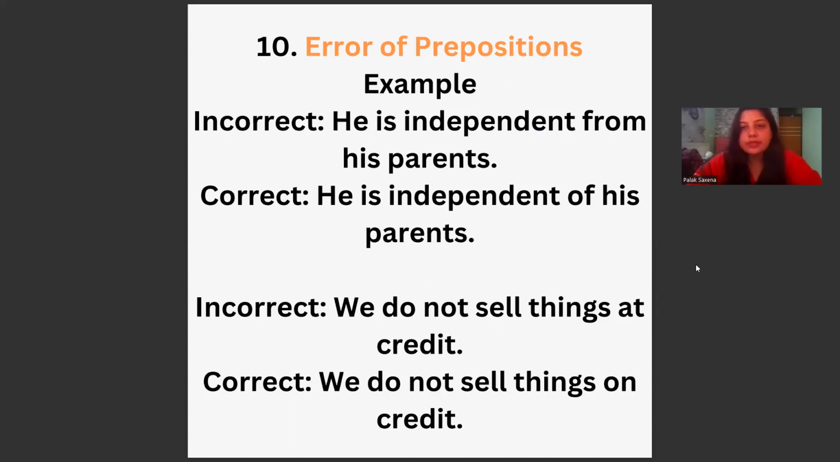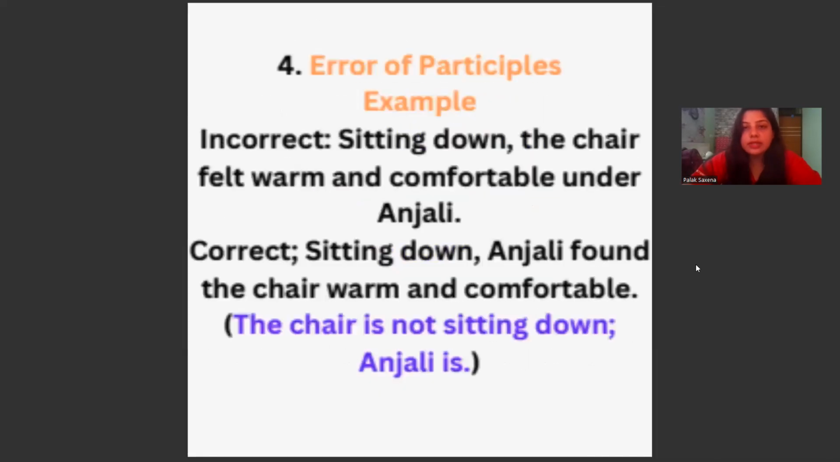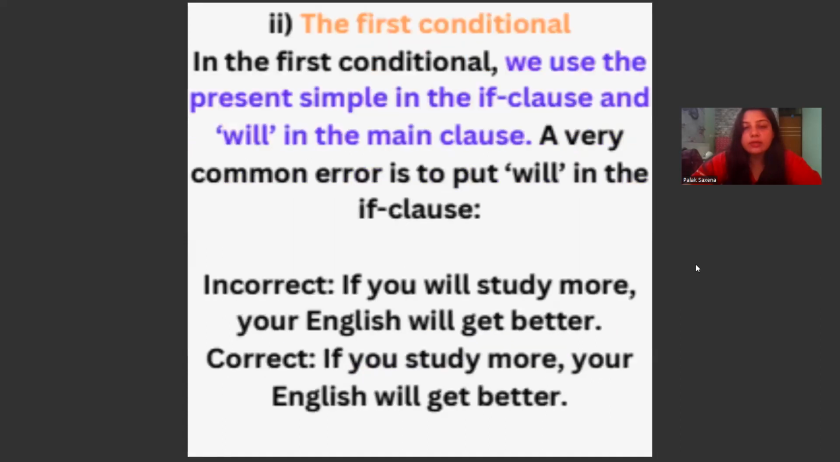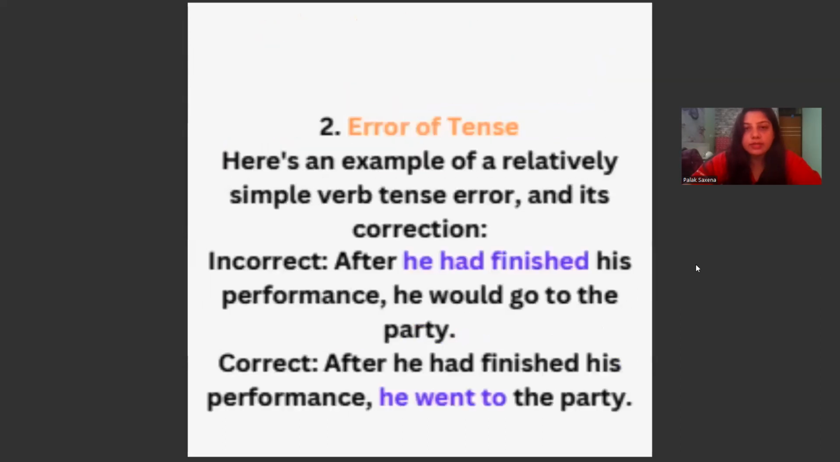Last is error of prepositions. Now, he is independent from his parents. So instead of from, it should be he is independent of. So these are certain things that you need to understand. Instead of writing independent from, it should be independent of. Next is, we do not sell things at credit. Instead of using at credit, it should be on credit. So these are certain errors that you will find out in the paragraph or in the passage that you get.